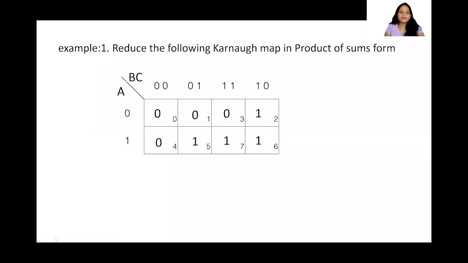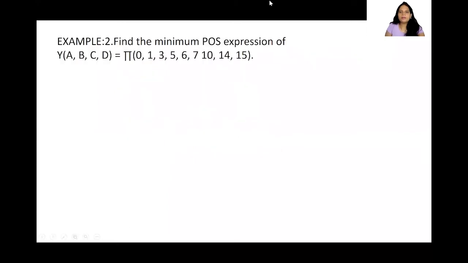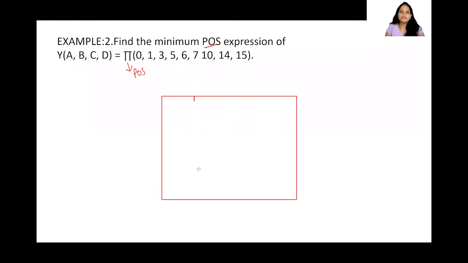Okay. Fine. So next, let's see another example. Now they have mentioned here, find the minimum POS expression of. So whenever you see pi, even if it is not mentioned, you should understand that this is POS. Okay. So we have a 4 variable K map we need to draw. So let's draw that. We need a 16 square. Right. Why 16 square? Mainly because we have 4 variables. We need a 16 square.